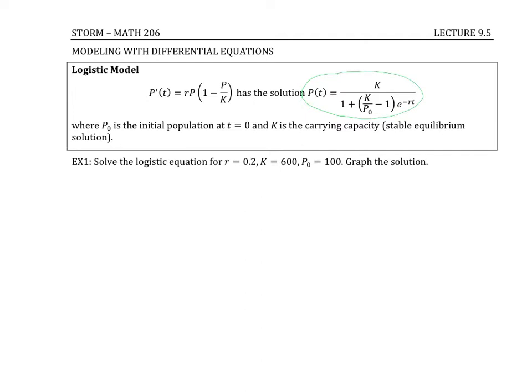The general solution is going to be that the population at any time t is equal to K, and here K is that carrying capacity, which would be the stable equilibrium solution, over 1 plus K over P sub 0, our initial population, minus 1, times e to the negative rt.